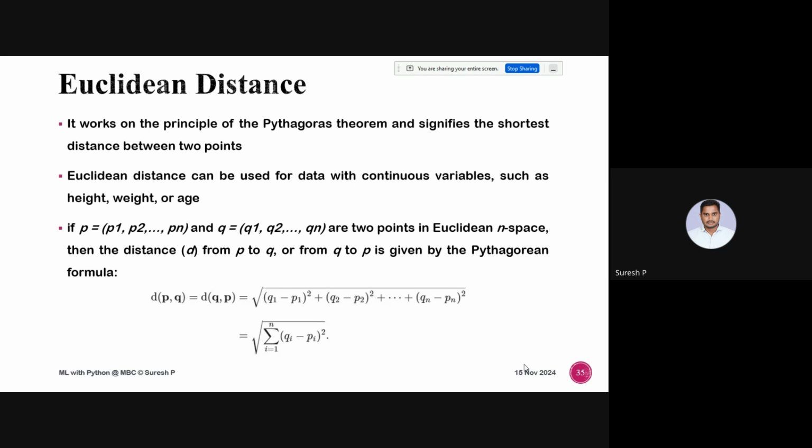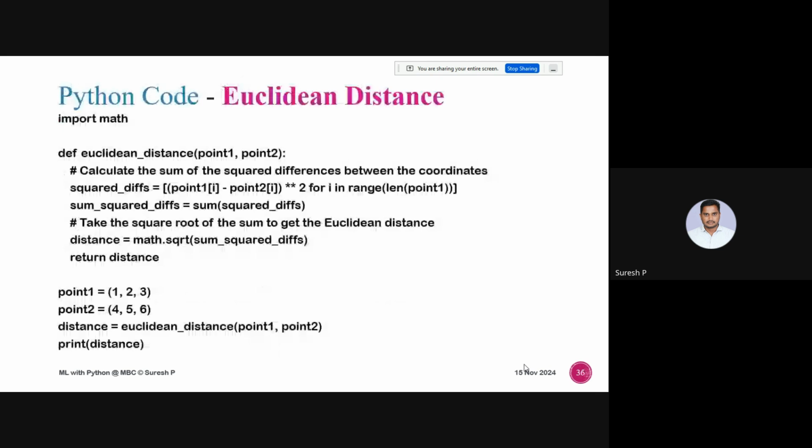Okay, I will explain it with an example. When we have the k-means clustering algorithm, this Euclidean distance will be used to calculate the distance between two data points. We will discuss it with an example.